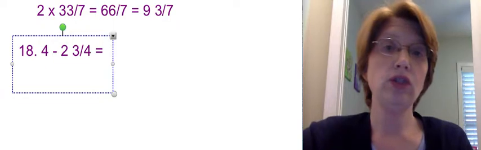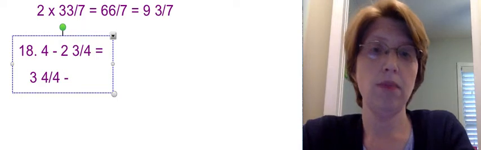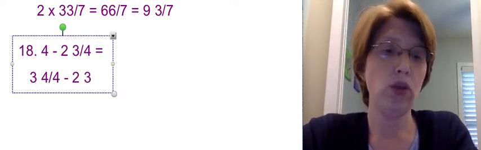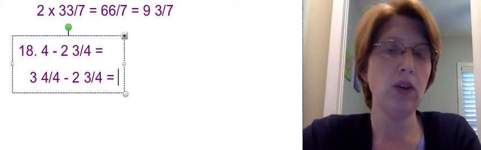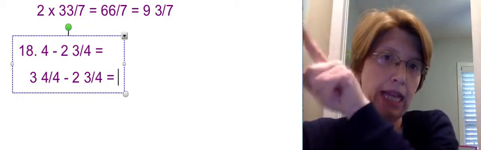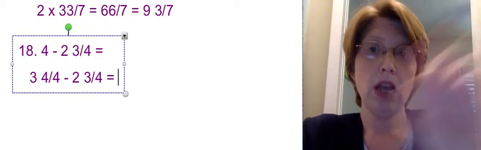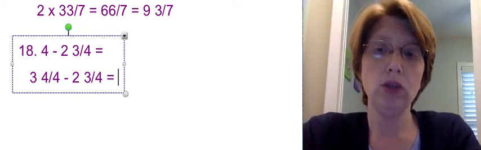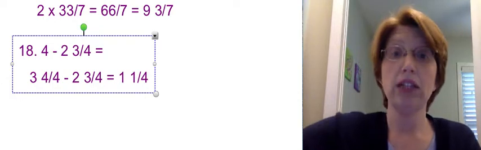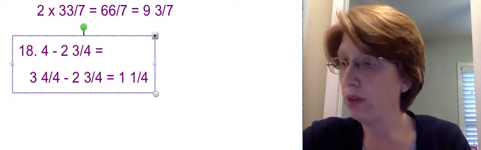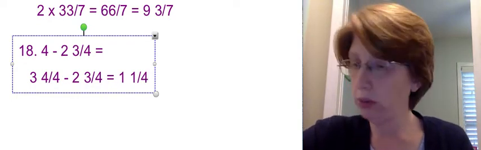So you're going to need to change 4 into 3 and 4/4 minus 2 and 3/4. That's what borrowing does. Now it looks a little different when we're laying it out here to the side. But that's all we did. We went over and we made that a 3 and we brought over the whole number in fraction form. So now I can subtract. 3 minus 2 is 1. 4/4 minus 3/4 is 1/4. That's what your 18 should look like. Be careful. 19 is subtraction. 20 is multiplication again. 21 is multiplication.